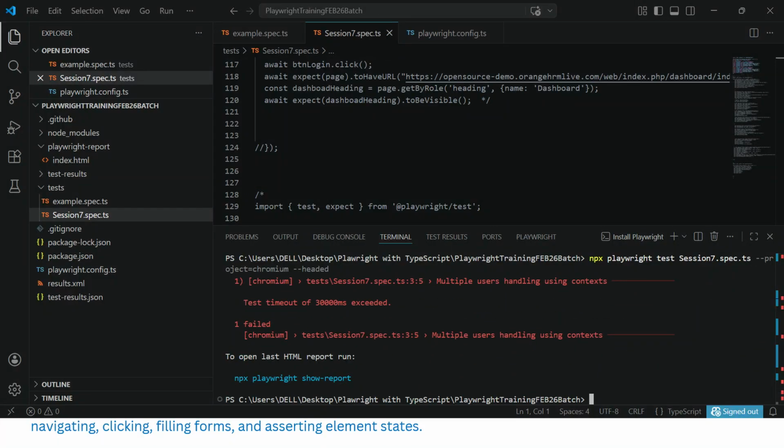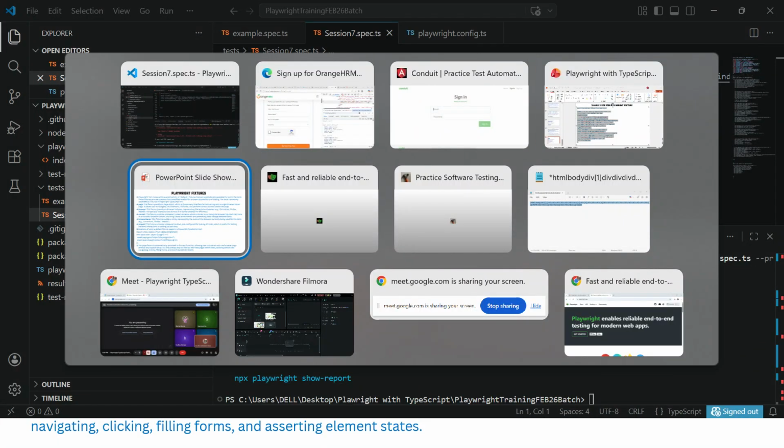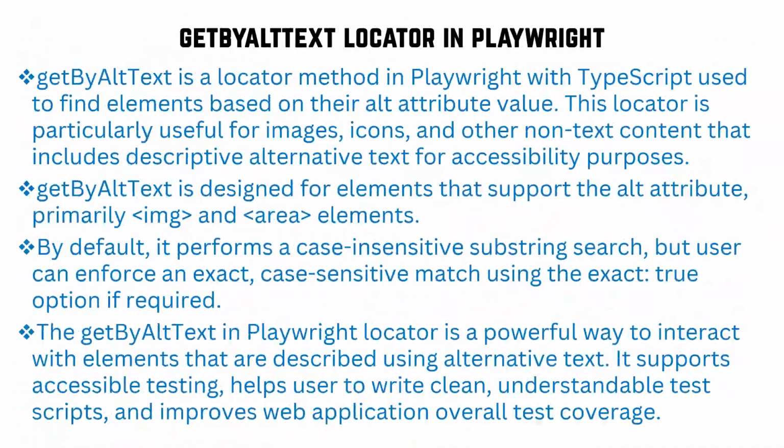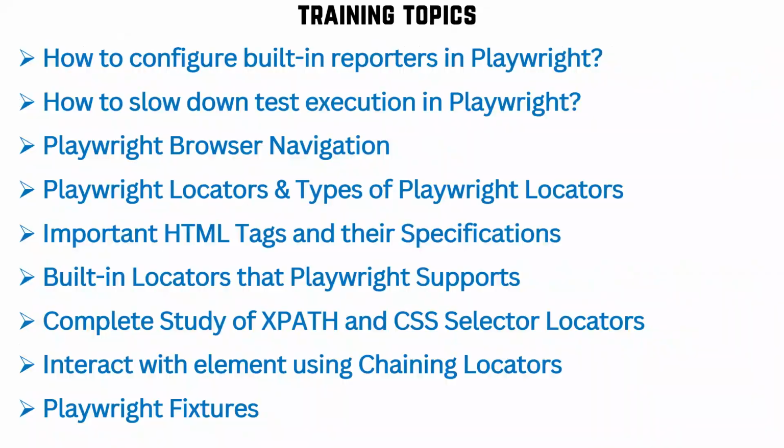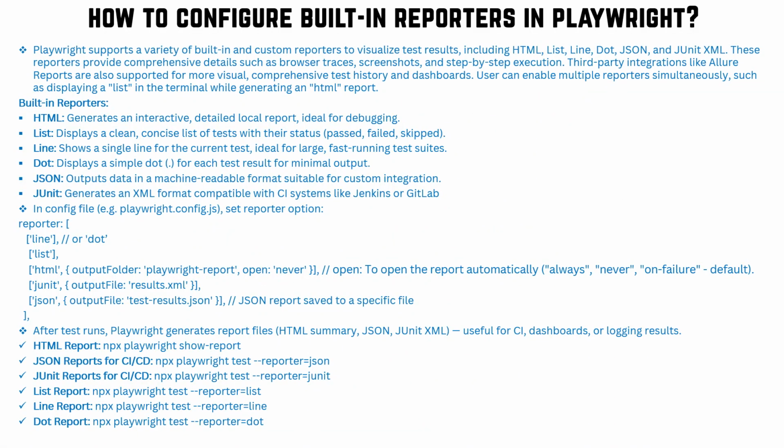So now let's recap what we covered today. This is the last topic for today. Today we started with the reporting part. We covered the built-in reports like the default report, HTML, list, line, dot, JSON, and JUnit, which you can configure from the playwright.config file. After that, if you run any code, the report will be generated. If you want to display the report in the terminal, you can run this command. And for the HTML report, you can set open to never or always, or by default it is on failure.